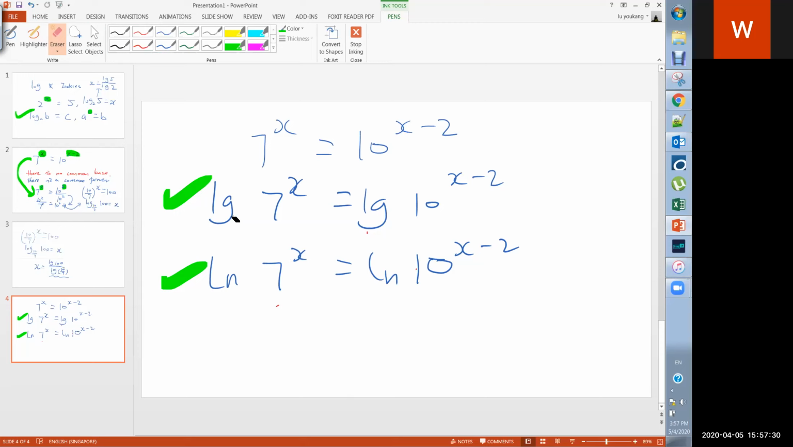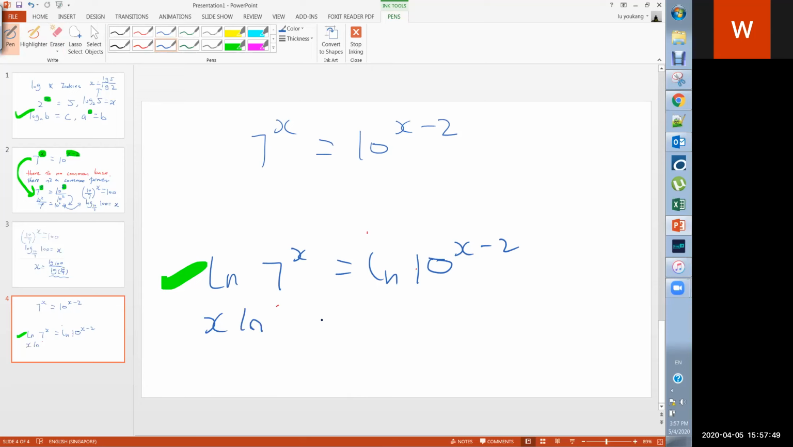By the way, you can even choose 2 to do it. So let me use 2 to do it. When you have ln 7 to the power x and ln 10 to the power x minus 2, do you know that your power you can bring down to the coefficient position? That is the formula you use. So far so good.